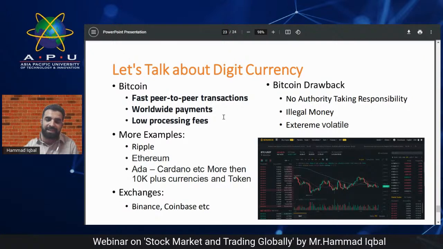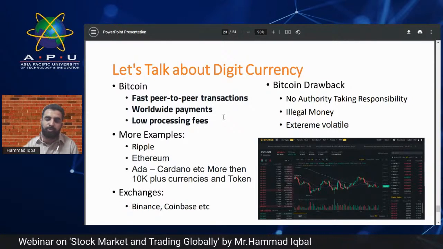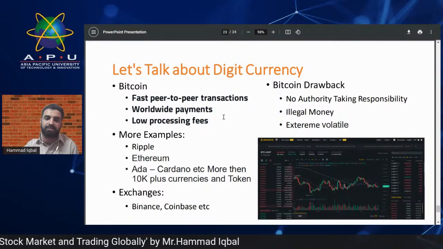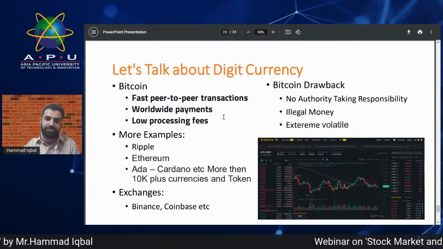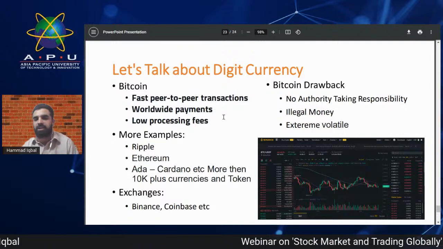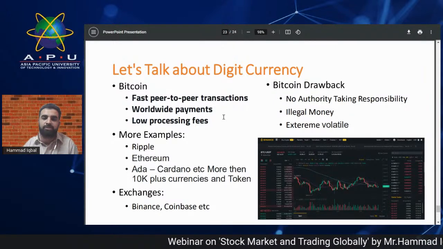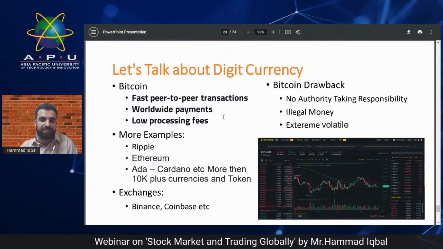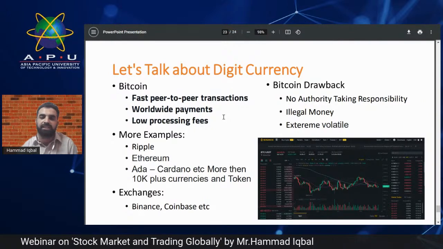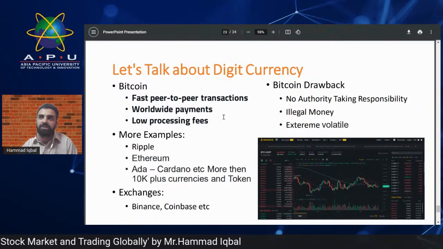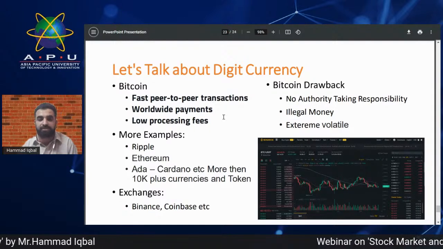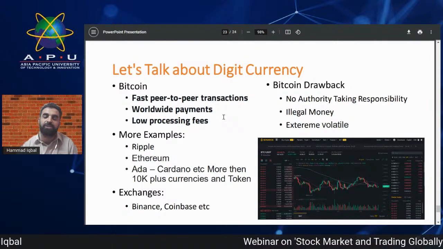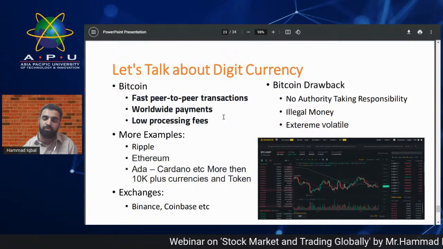Worldwide payment through Bitcoin, low processing fees, and very fast processing. These are some of the benefits of Bitcoin. But down the line, there are drawbacks. No authority is taking responsibility. There is a lot of illegal money in it. It is extremely volatile, because sometimes it goes up in a few seconds, and sometimes it goes down in very few seconds, because no authority is there, no rules are there.